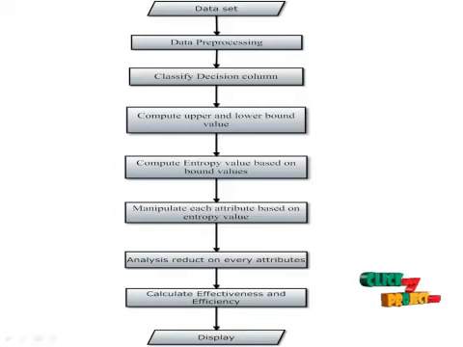Here, a heuristic reduction algorithm is used to find the entropy value. Based on this entropy value, we check each attribute to find the reduct. To find the reduct, the group incremental approach is used. The next step is to find the effectiveness and efficiency of the table.